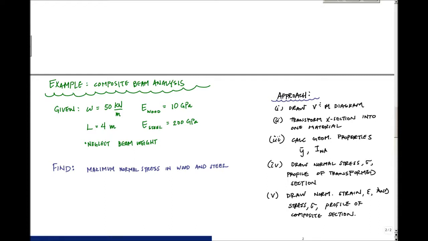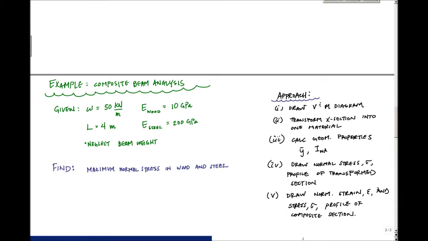So in this video, I'm going to go through a very detailed example of a composite beam analysis. And in this example, there's going to be a simply supported beam that's made of two materials, wood and steel, whose moduli are shown there, 10 GPa for the wood and 200 GPa for the steel. There's going to be a uniform distributed load of 50 kilonewtons per meter, and the beam length will be 4 meters, and we can neglect the beam weight here. What we want to find is the maximum normal stress in the wood and the steel in the cross section.